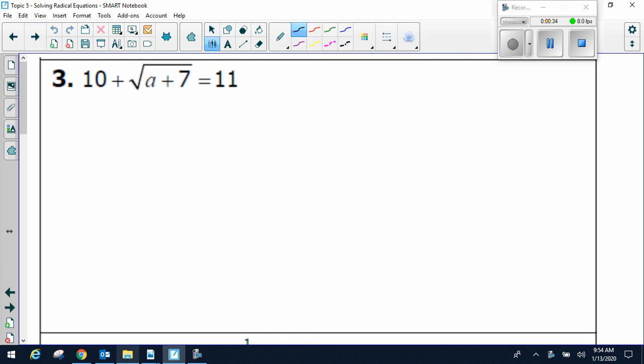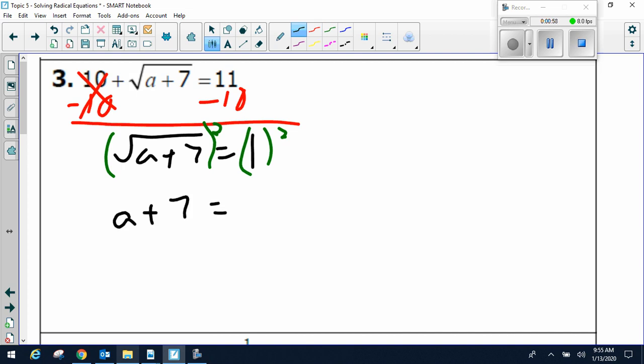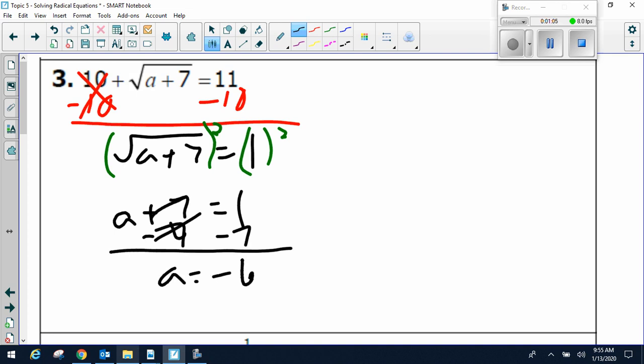So again, first thing, move anything that's outside that radical to the other side. So this 10 is being added to that radical, so I'm going to have to subtract 10 on both sides. So I get the square root of a plus 7 equals 1. Then, because the index is 2, we're going to square that, and whatever I do to one side, I must do to the other. So that's essentially going to get rid of the radical, and you get a plus 7 is equal to, well, 1 squared is just 1. Subtract 7 from both sides, solve whatever's remaining. So you get a equals -6. Then you have to check for extraneous solutions.